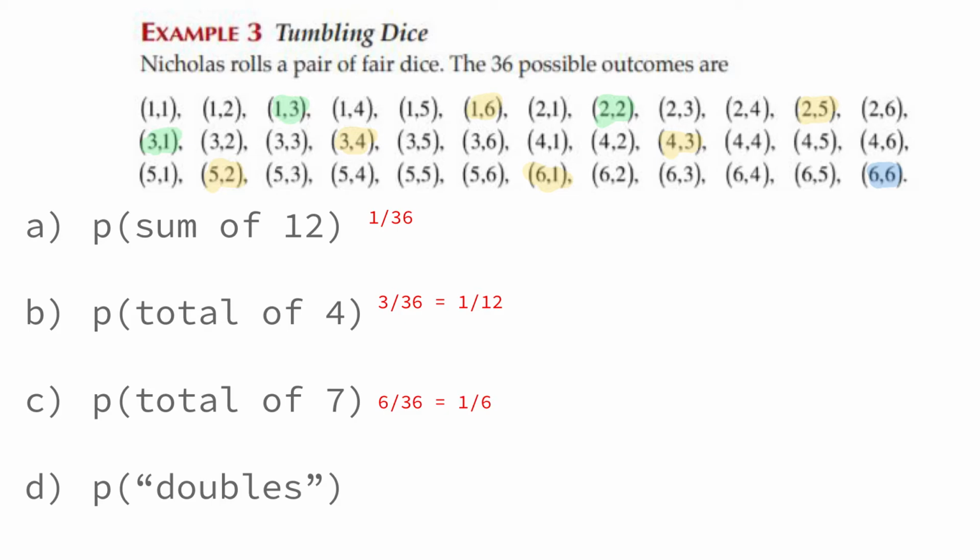Okay, what is the probability of rolling a double? So this one would be considered a double. This one would be considered a double. This one's a double. This one's a double. This one's a double. And this one's a double. So again, we have 6 out of 36, which is 1 out of 6.